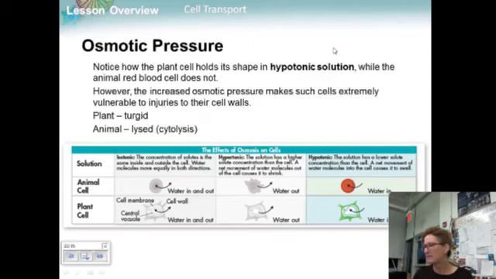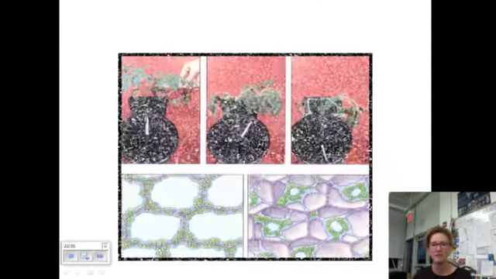Notice how the plant cell right here holds its shape in hypertonic solution, while the animal red blood cell does not. It gets fat and bloated. However, the increased osmotic pressure makes cell shells extremely vulnerable to injuries in their cell walls. So the plant is what you're going to call a turgid cell, and the animal cell has become lysed, L-Y-S-E-D. There you go. Okay.